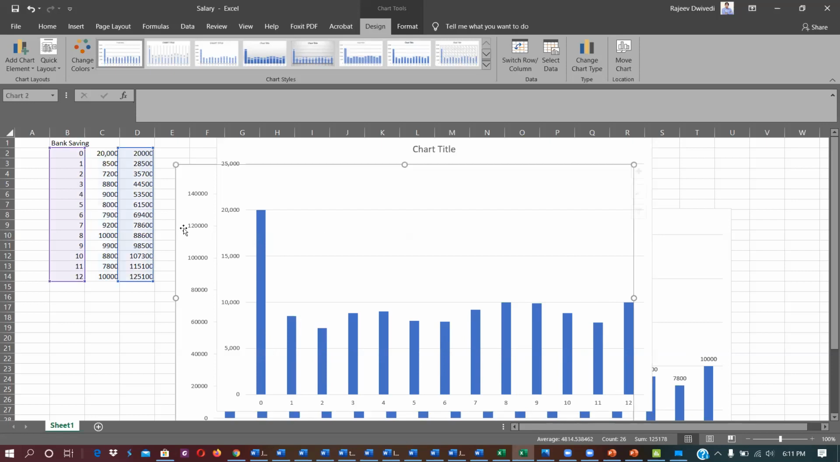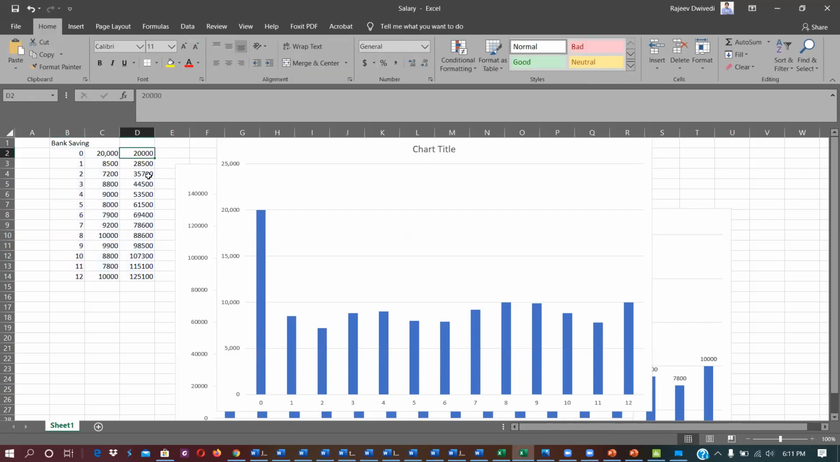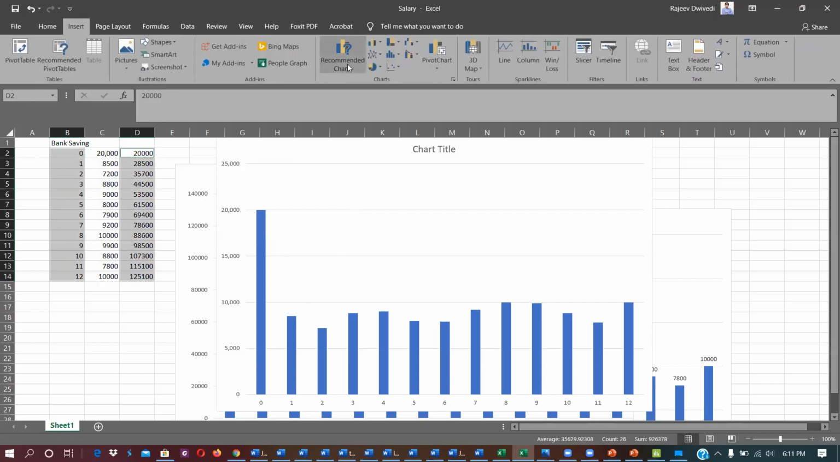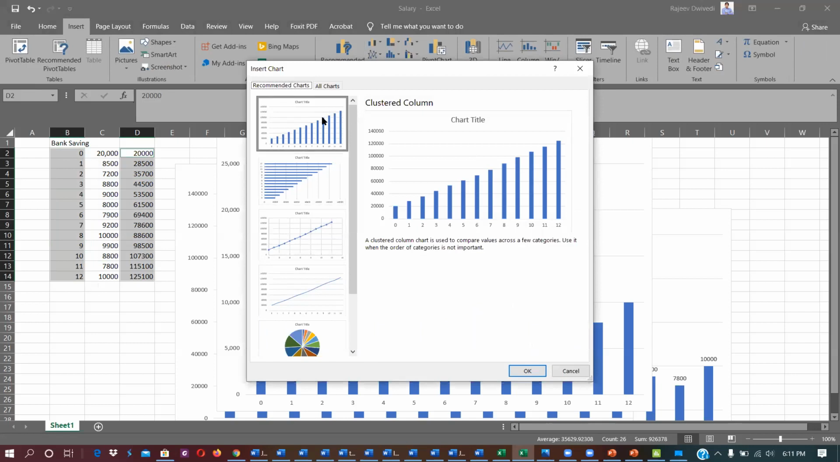Now look into the same thing. In month 0 I have 20,000. First month I save 8,500, which becomes 28,500. Then I saved 7,200, so 28 plus 7 is 35,700, plus 8,800, which is 44,500. At the end of the day, I accumulated up to 125,001. So let me plot this also. And you can see, this is the chart.